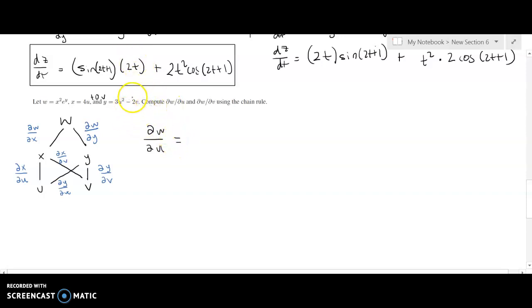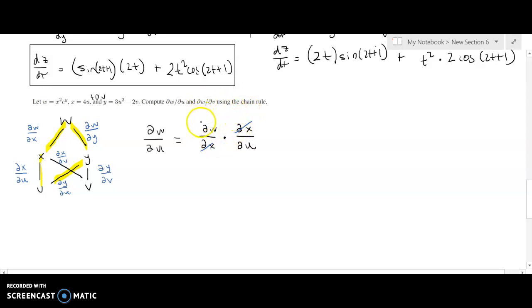So if we want dw/du, we've got to ask ourselves, well, w depends on x, which depends on u. So if I follow the chain going down, x's dependency on u, and I also do y, where w depends on y and y depends on u, this tells me exactly what two products I'm going to need. So the first one will be dw/dx times dx/du, so we cancel out the x's and what we end up with is dw/du.